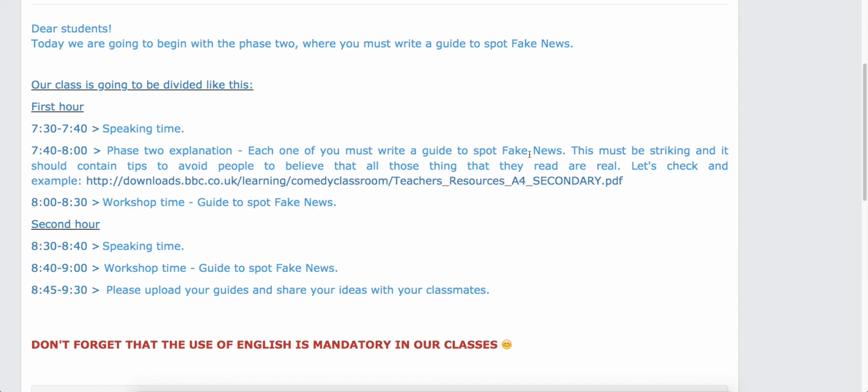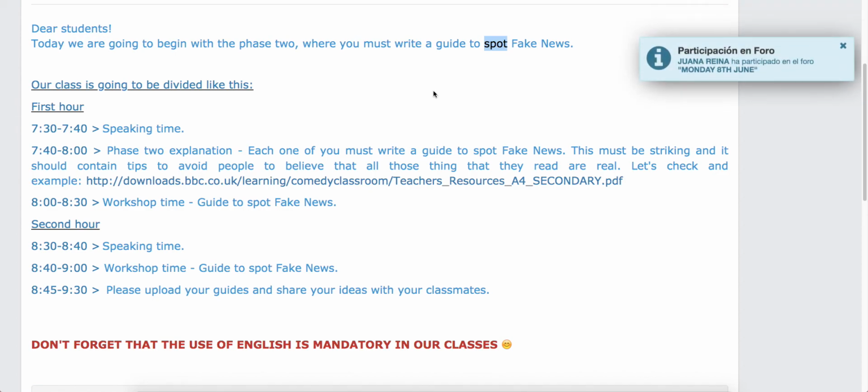Well, guys, the second step, as I told you, is the creation of a guide to spot fake news. Do you remember what is the meaning of spot? This word? Yes or no? Es como detallar, ver, darse cuenta que es una fake news. Something like that, yes, like literally detectar. So that's what you are going to do. You are going to create a manual to detect fake news, to identify fake news, yes?